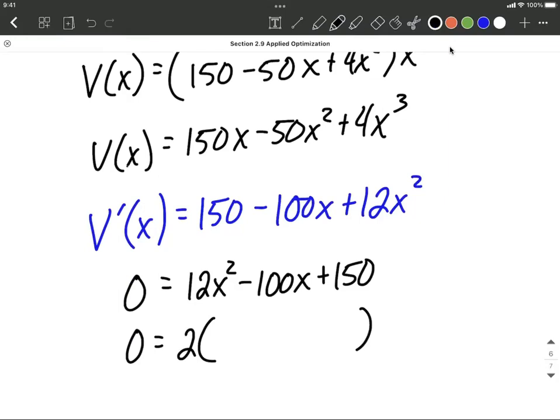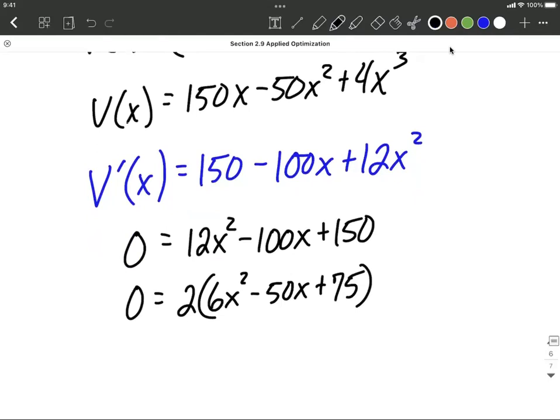That'll leave us with, what, 6x squared minus 50x plus 75. Now, I don't think we're going to be able to factor this one nicely, unfortunately, what's still in our parentheses. So what I'm going to do next is, it is a quadratic, so I'm going to say a is going to be 6, b is going to be negative 50, and c is going to be 75.